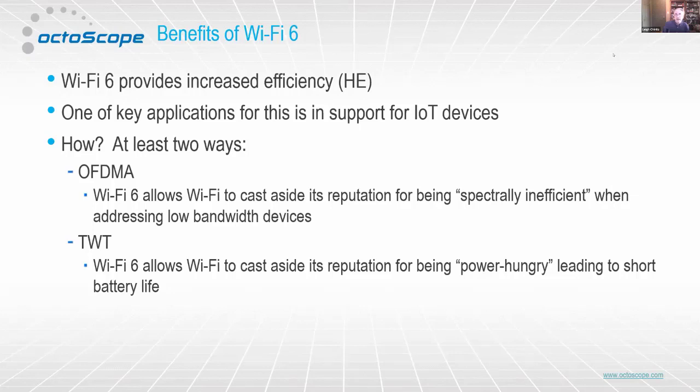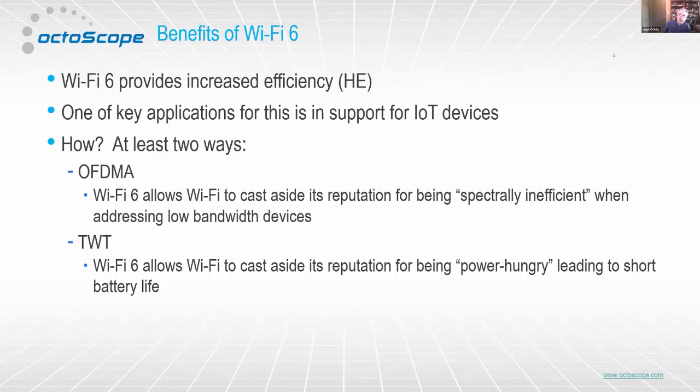But Wi-Fi 6 is not that. It's an efficiency focus. It's known as HE, or high efficiency. And one of the applications for this, among others, and it's not the only one, but the one we want to focus on today, is IoT. Support for IoT. So the question is, what did Wi-Fi 6 add to Wi-Fi to make it more appropriate for the IoT? Well, there's at least two things.